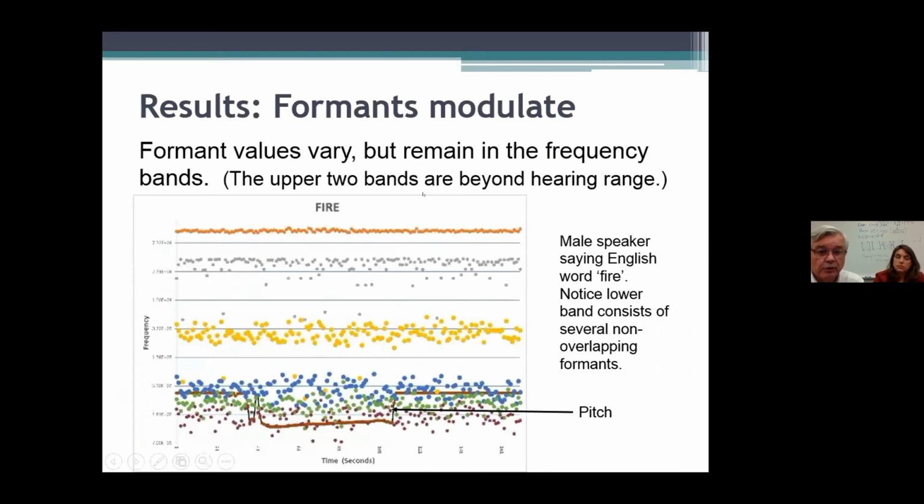Here's what we found. Formants modulate. The formant frequencies vary, but they remain in the frequency band. Male speaker here saying the word fire. The lower band consists of several non-overlapping formant bands. It's interesting that the formants here actually are part of the pitch signal, and this would be expected knowing that formants should be even number multiples of the fundamental frequency.